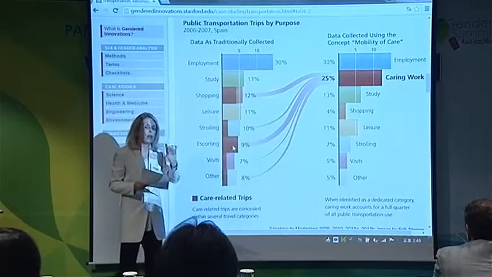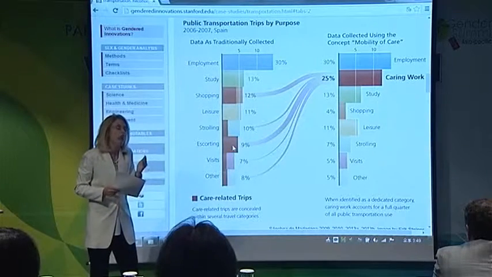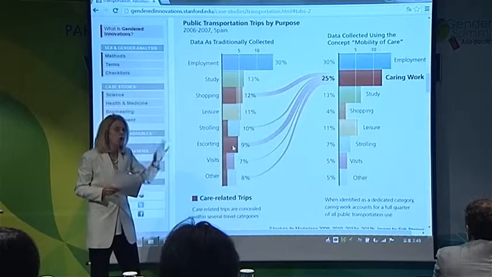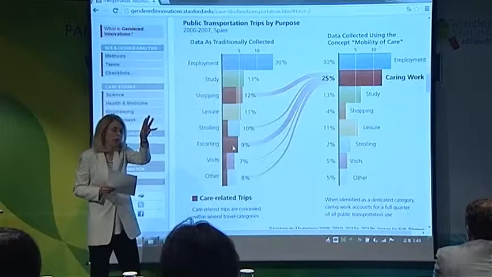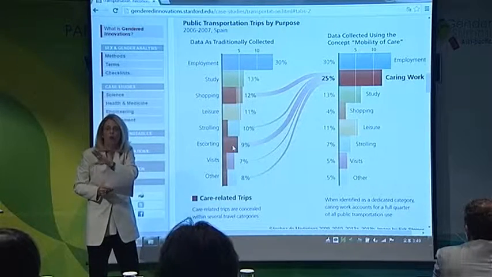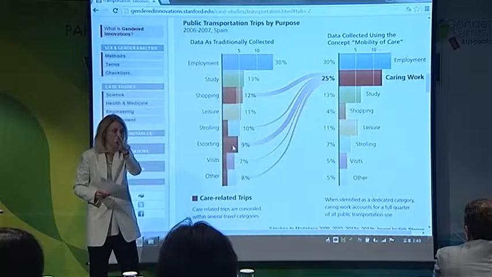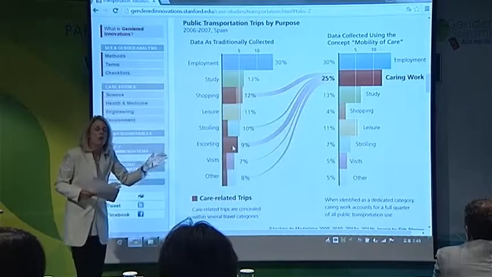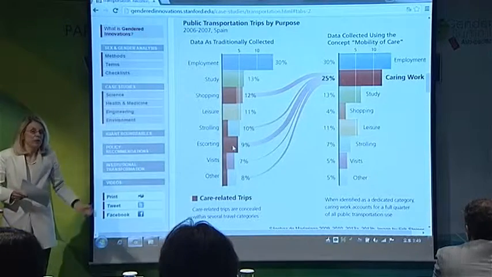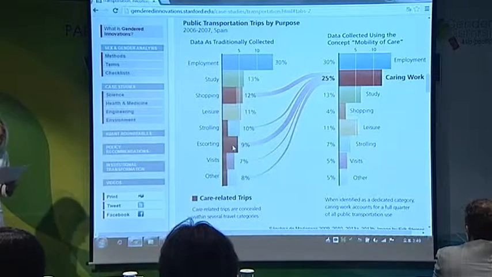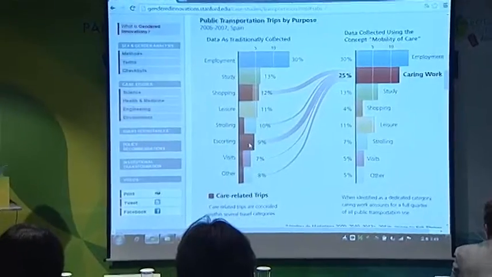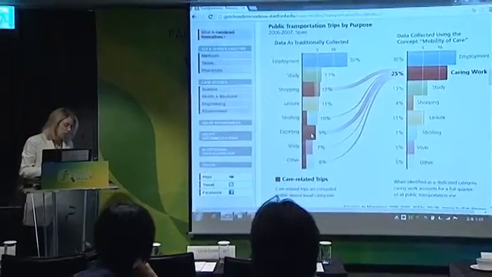And when you're doing this kind of caring work, you have a different travel pattern. You go from home to the daycare, on to your job. You might go to the grocery store, you might go to the dry cleaners, you better go to the daycare again, and then you go home. So for urban planning, you have to consider a different type of travel.